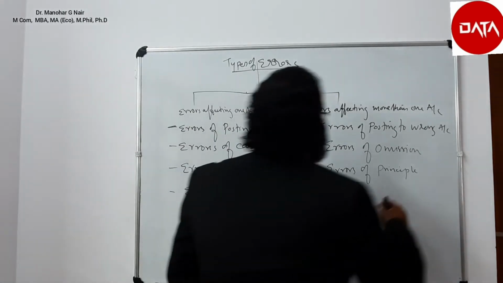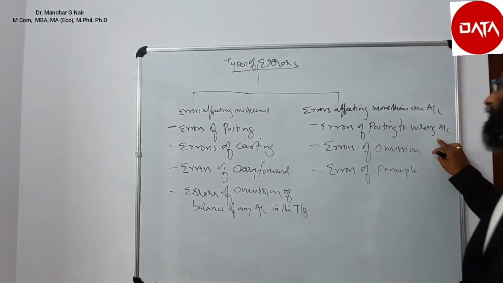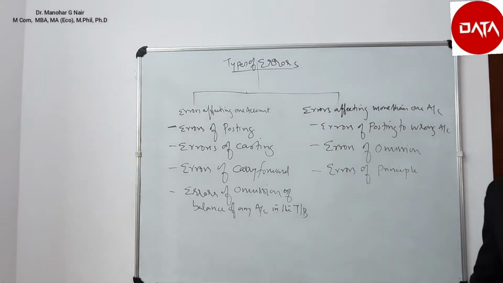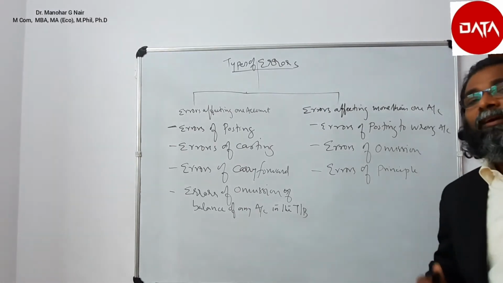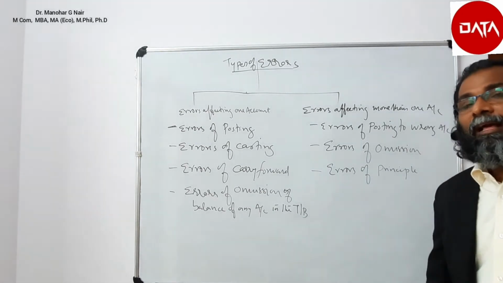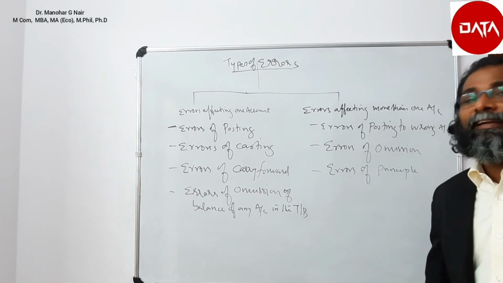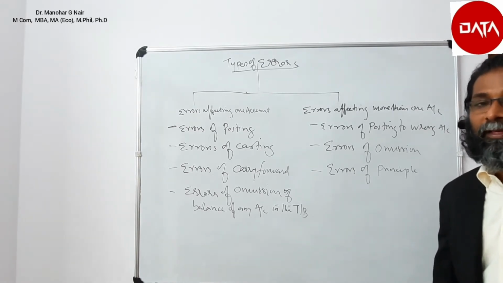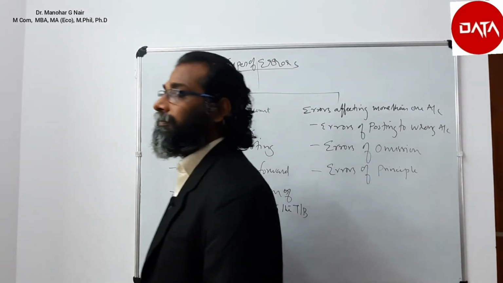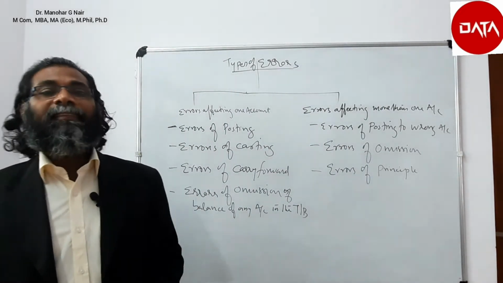But there are certain errors, that is the errors of posting in the wrong account, errors of omission, and errors of principle, which may affect more than one account. So these are another type of errors based on the impact on different types of books of account. Now let us see how we can trace out or locate the errors.